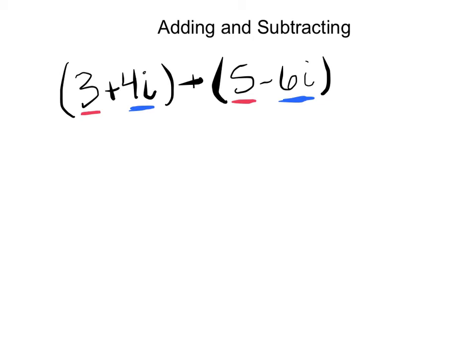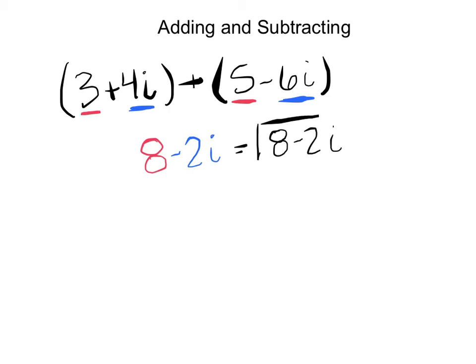So for the real components, we have 3 plus 5, and that would be 8. And we have 4 and negative 6, so for the imaginary component, we have minus 2i. That means our final answer is 8 minus 2i. And that's it. That's how you add complex numbers.